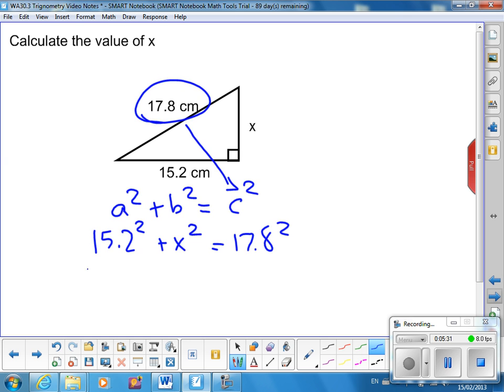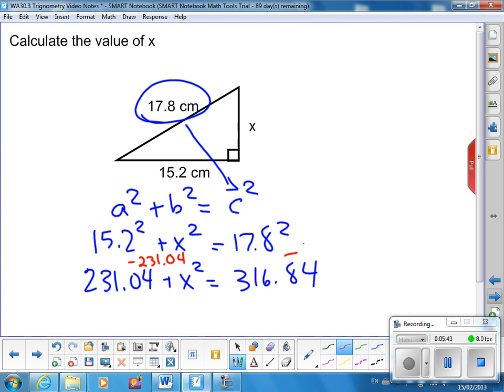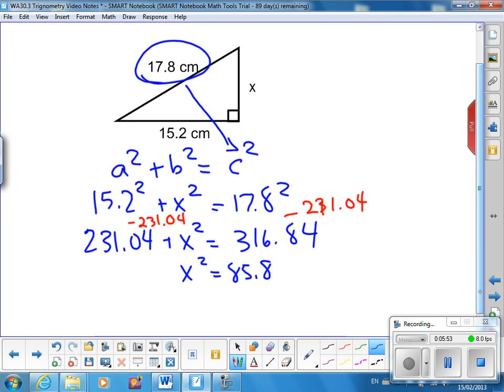A squared is 15.2 squared. We're going to subtract to get the numbers all on one side. x squared equals 85.8. And the last step is to undo the squaring, which is taking the square root. So x equals 9.3 centimeters.